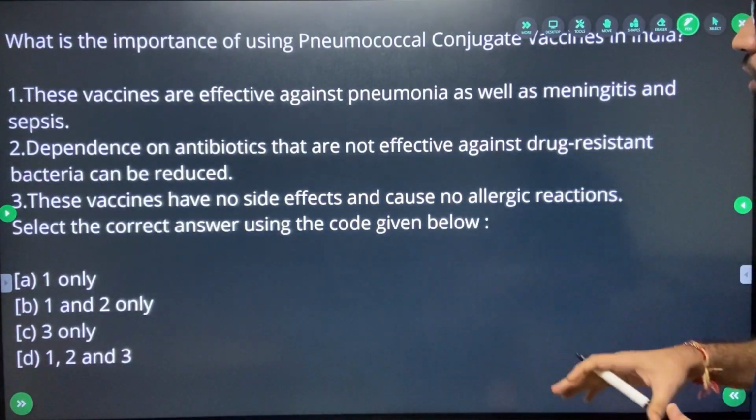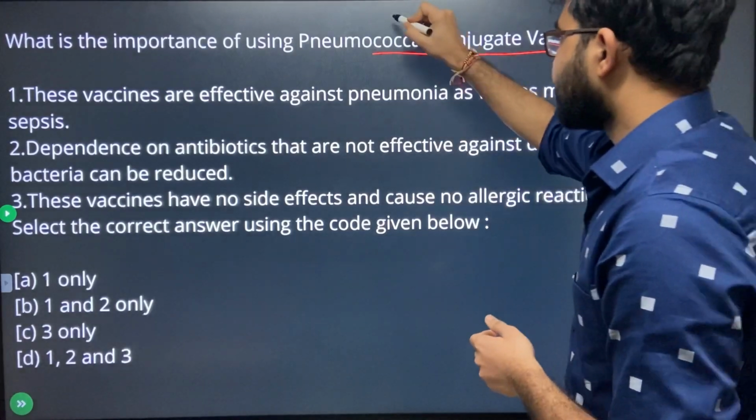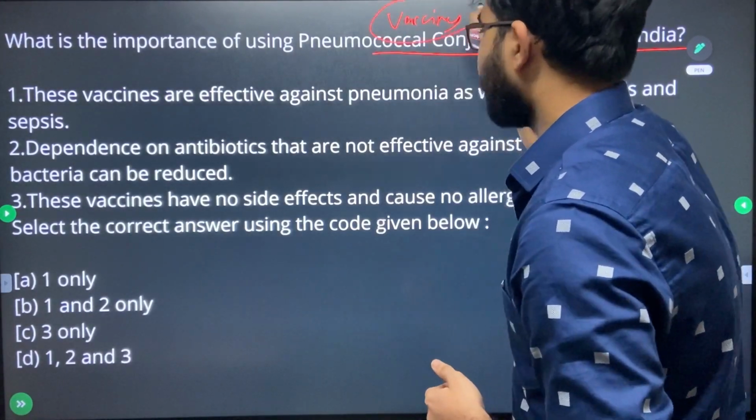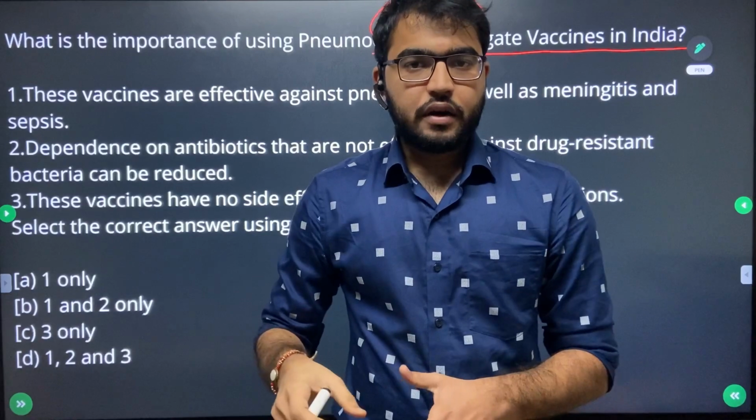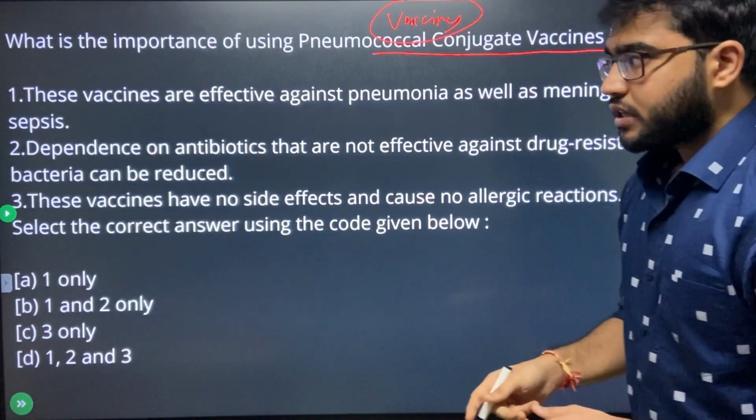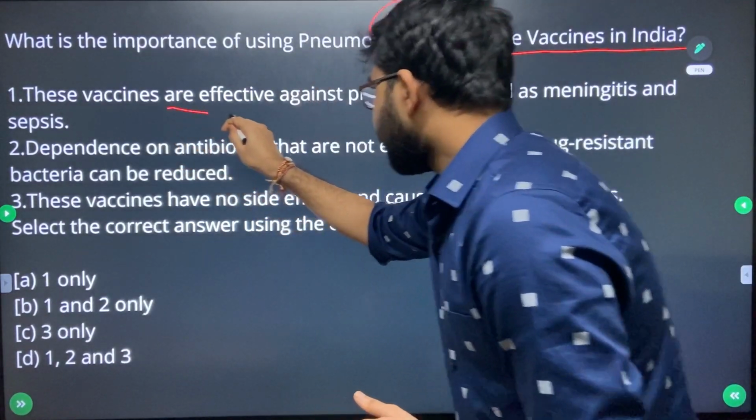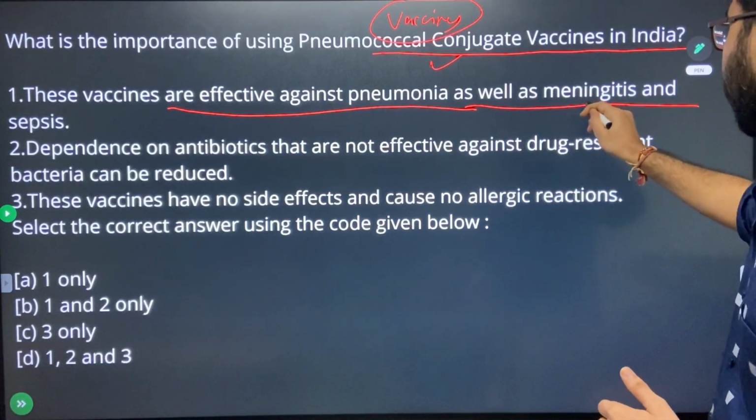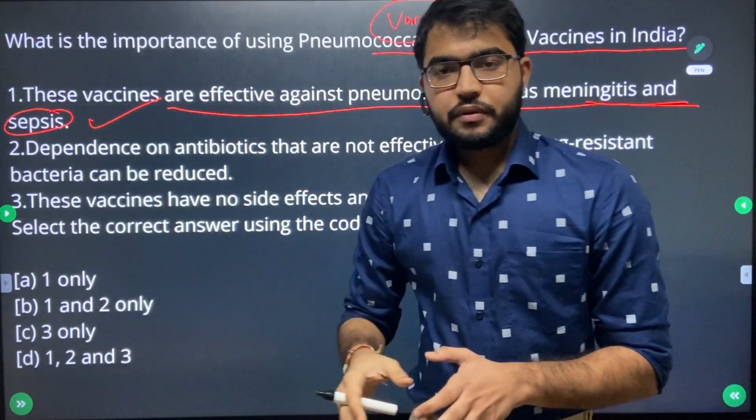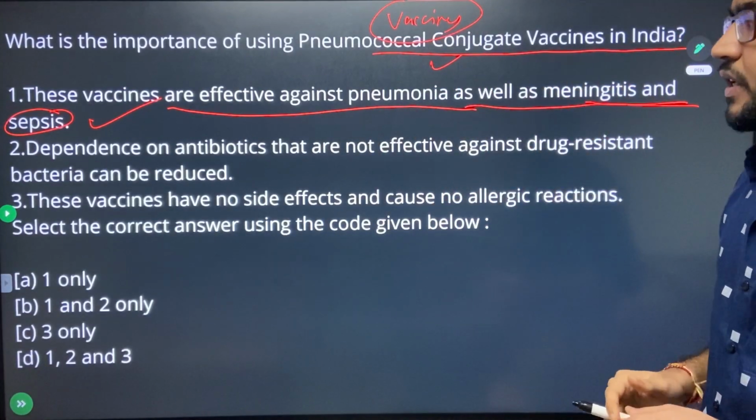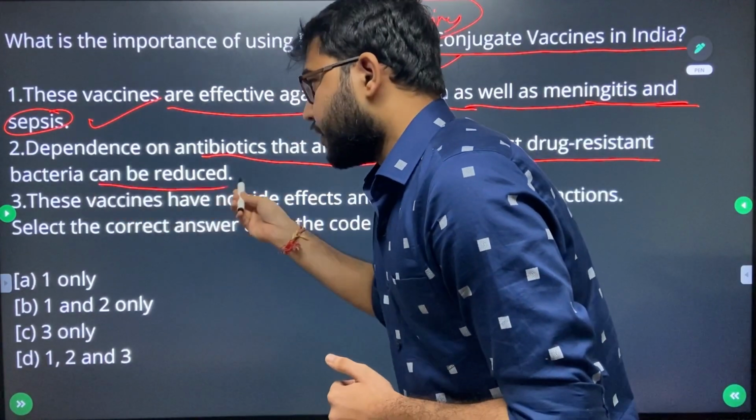Next question: what is the importance of using Pneumococcal conjugate vaccines in India? So again, a vaccine based question, we can say it is from biotechnology. The previous year they conducted the exam in October, and we were all speculating that questions would come from COVID-19, but they did not ask a single question on COVID in 2020, only a vaccine based question. Statement number 1: the vaccines are effective against pneumonia as well as meningitis and sepsis. So it is a true statement. We often read this news about the pneumonia vaccine and vaccines for other diseases.